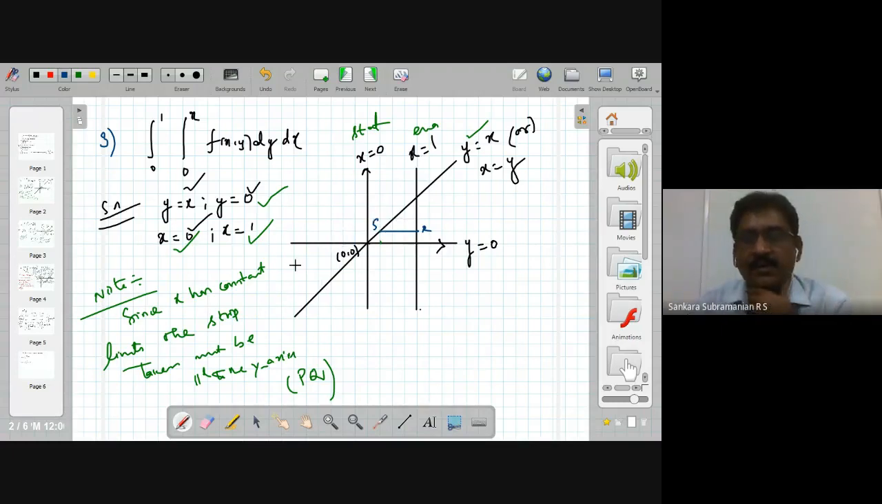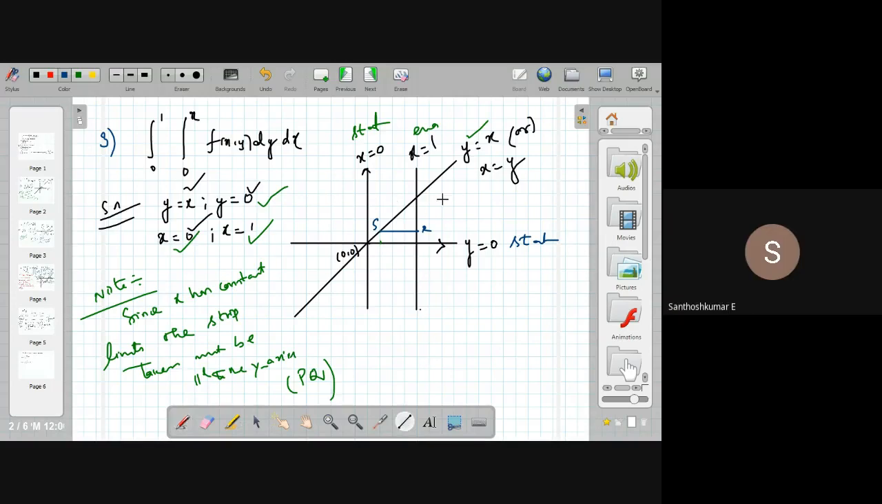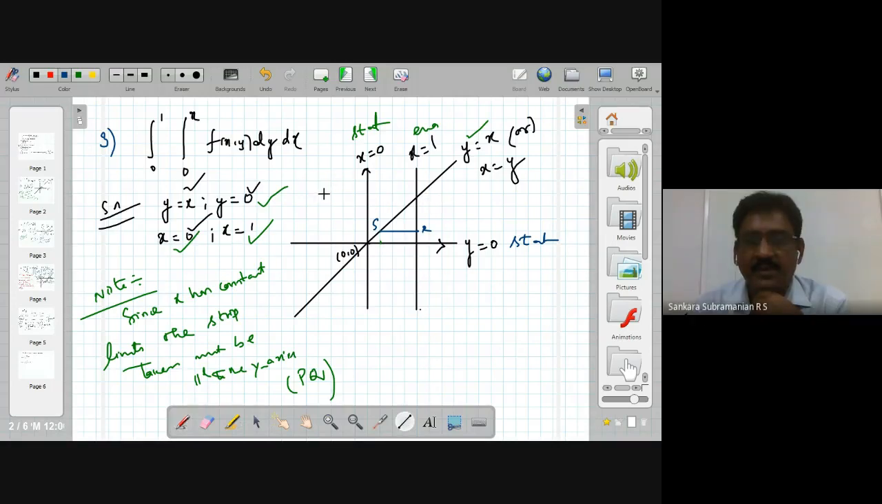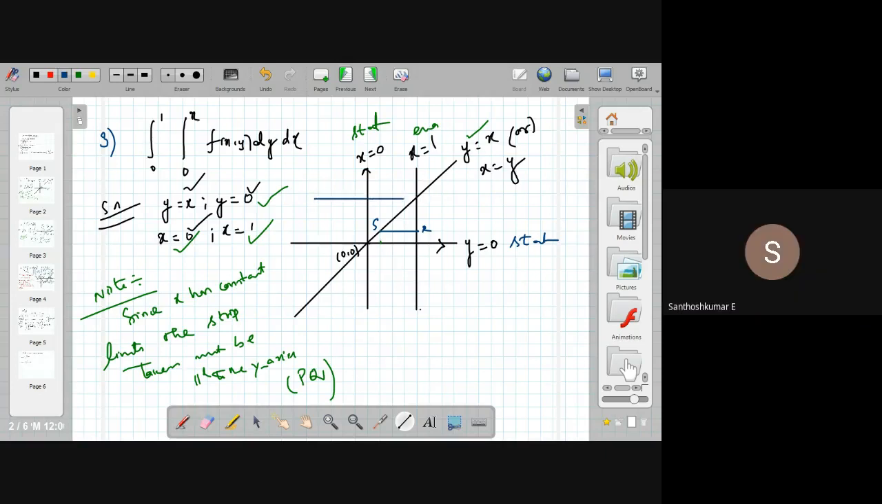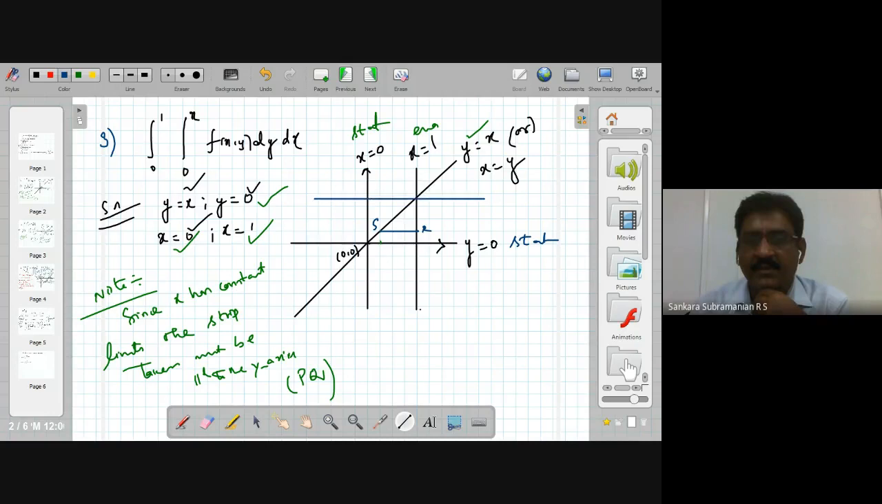Now what is the rule? To cover this region R, this strip should start painting from y equal to 0 first. Then how far should it go, up to y equal to x? How far should it go to cover this region? What is this? y equal to 0. To find this line, you have to solve for the point of intersection. You need to know what point this is.